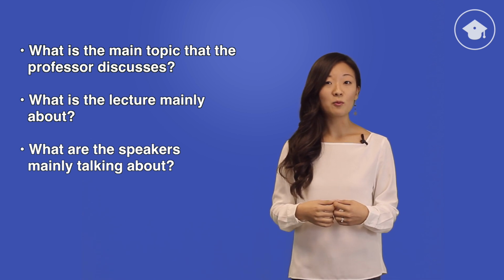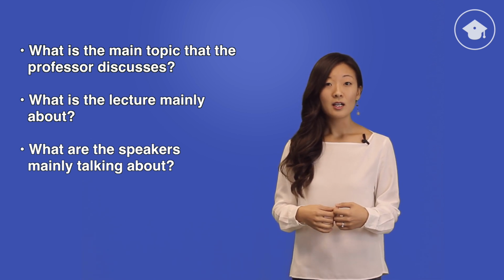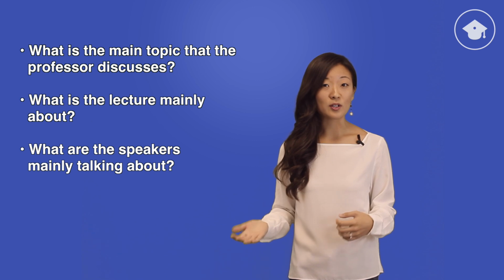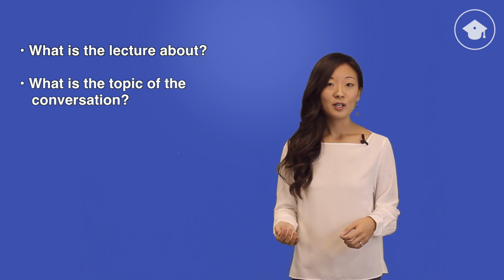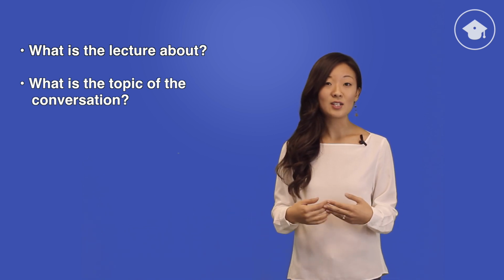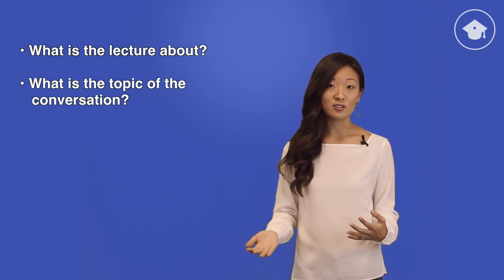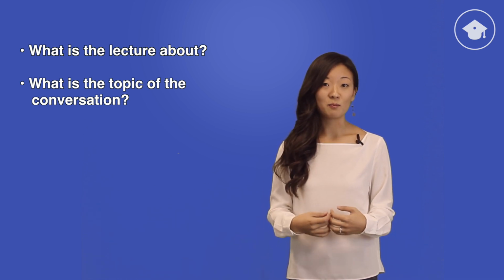Sometimes a question will be a main topic question, but it will not actually use the words main or mainly. For example, what is the lecture about? What is the topic of conversation? Even then, however, we should be able to tell it's a main topic question. The key to these questions is that they are asking for an overall topic of a lecture or conversation, not just about a specific part of it.